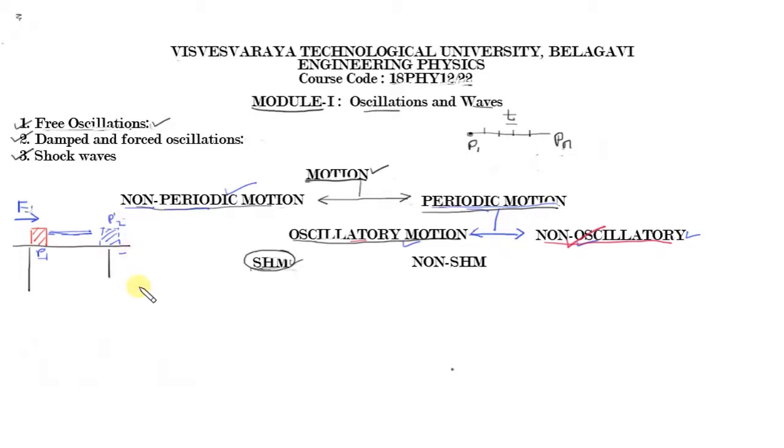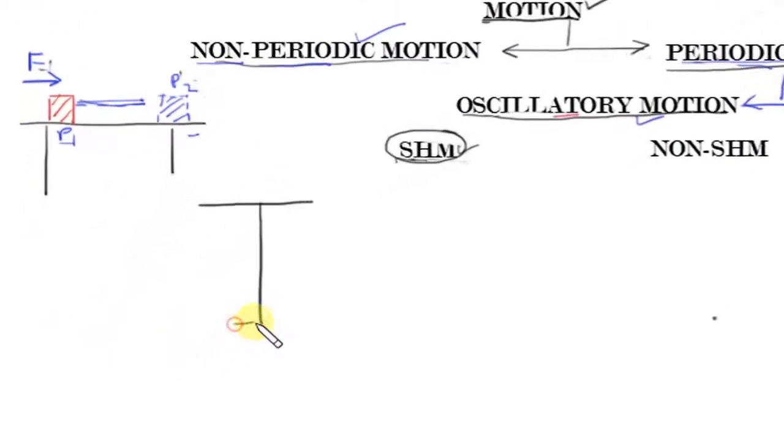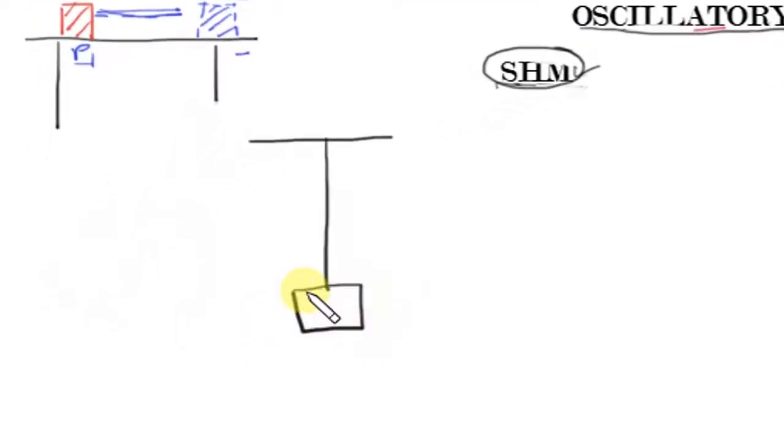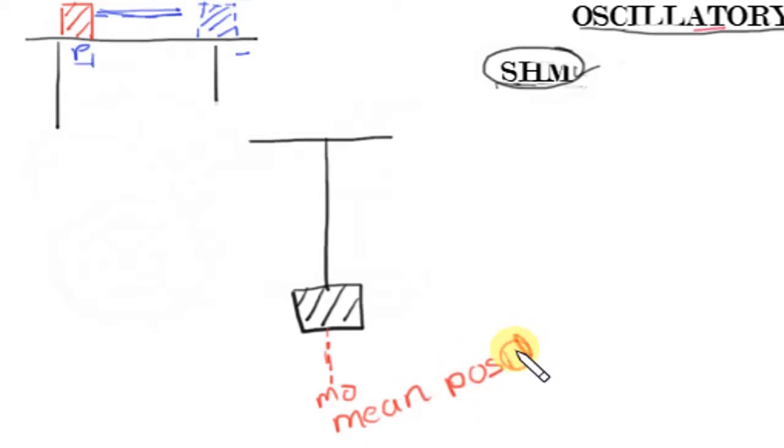So let us consider a simple pendulum. In the case of a simple pendulum, this is the position, we call it M0. This is the equilibrium position or mean position. Before we apply the force, the object will stay at the M0 place.